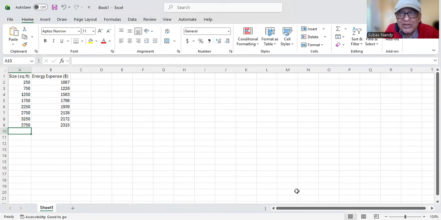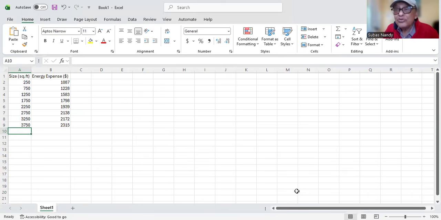So as you can think that as the size of the house or the square feet inside the house increases, the energy expense goes up because more area to light up, to heat up, etc. Therefore, you can expect a positive relationship between energy expense and square feet. Positive relationship means if you draw x and y on a scatter plot, you will go up the hill.